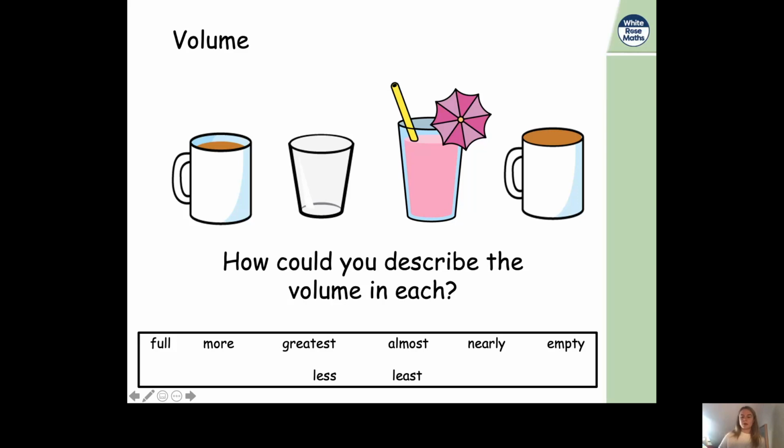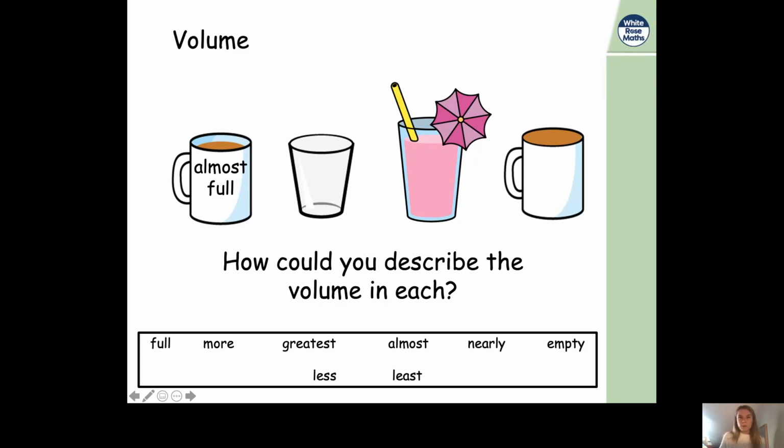Okay, so there we go. I am going to write almost full there because it's not completely to the top, it's not completely full, but it's nearly full. Okay, it's almost full. There's only been a little bit that has been drunk. Okay, what about the next one?